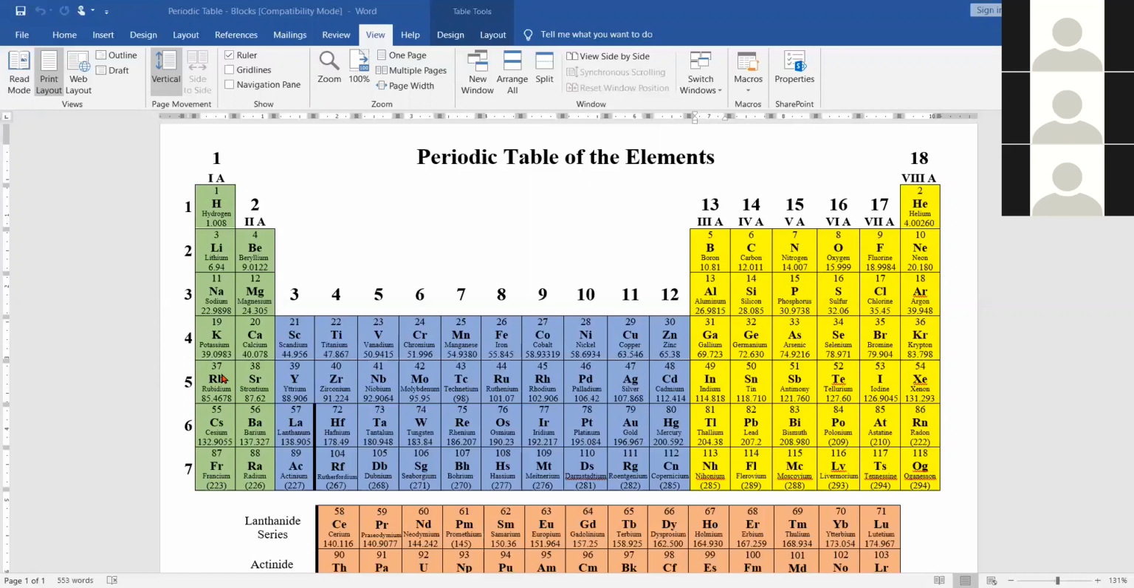Joseph, you there? Yes, sir. Put your finger on silicon. Metal or nonmetal? It's a metalloid, so it's going to be a nonmetal. So positive or negative? Negative. Negative how many? -4. So it's isoelectronic with which inert gas? Argon.